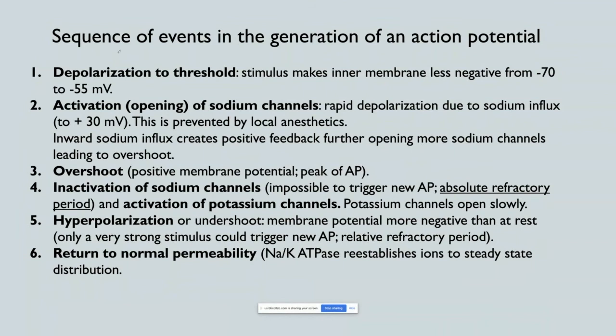First of all, we need to produce a depolarization of the axon hillock and the different nodes of Ranvier to threshold. The stimulus that comes from these graded potentials will summate until threshold is achieved at the level of the axon hillock, making the inner part of the membrane less negative, from the resting membrane potential of -70 to -55, which is threshold.